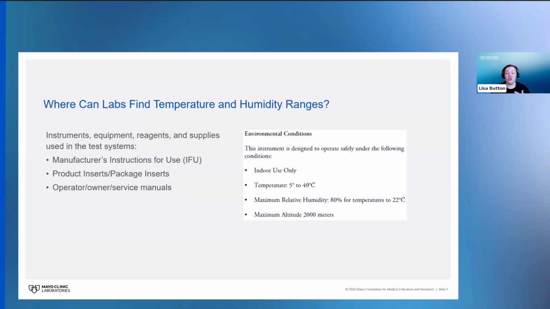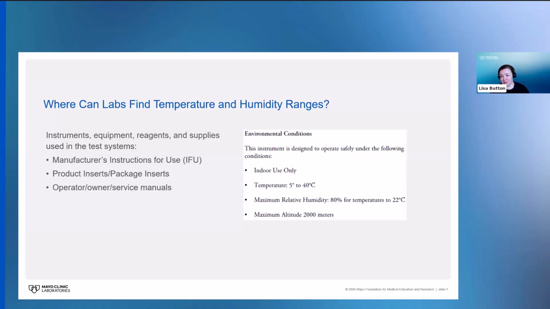If you're newer in your role as maybe a quality or a technical specialist, and you're wondering where might I find these temperature and humidity ranges? So commonly for instruments, equipment, reagents, and supplies that are used in test systems, you might be finding these temperature or humidity ranges in manufacturer instructions for use, product inserts or package inserts, or in the operator, owner, or service manual that comes along with that item.